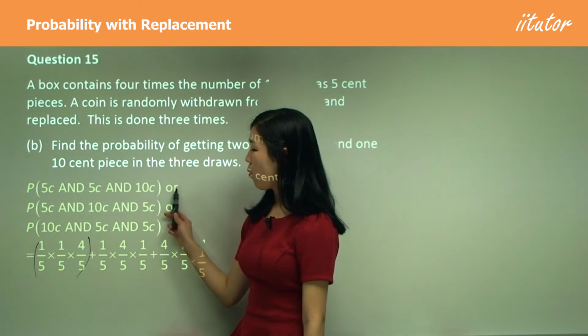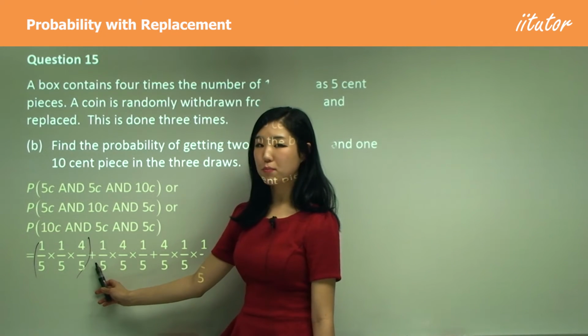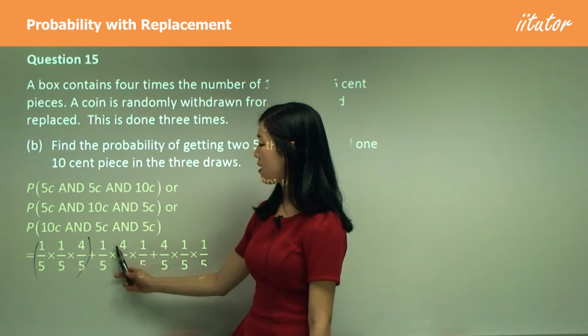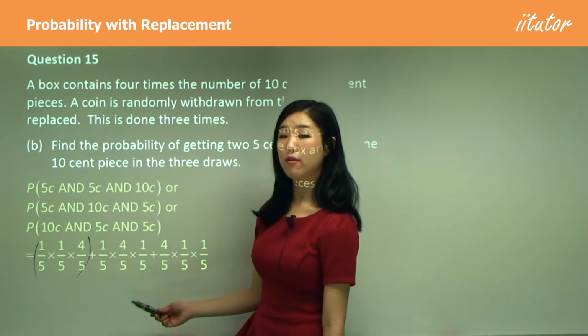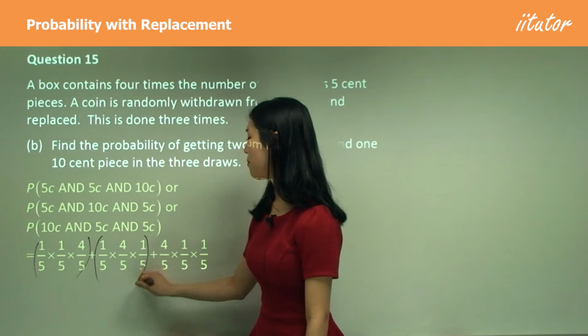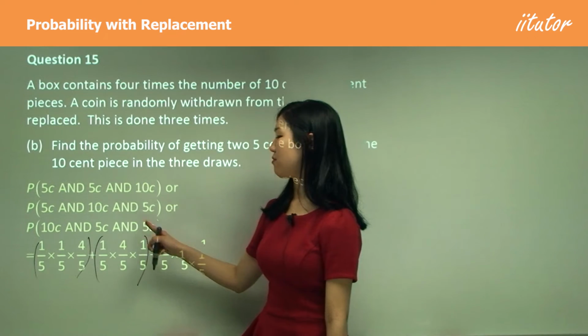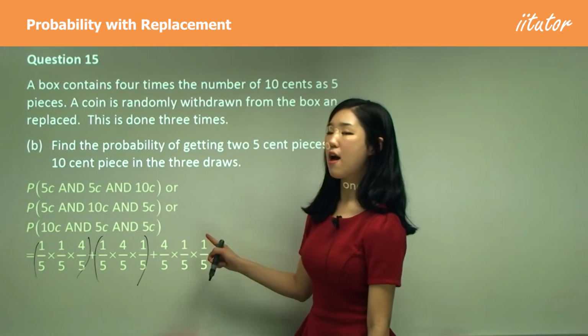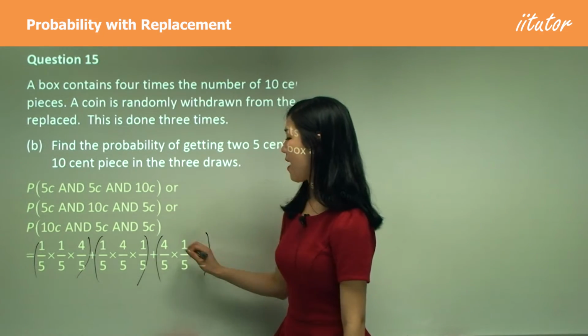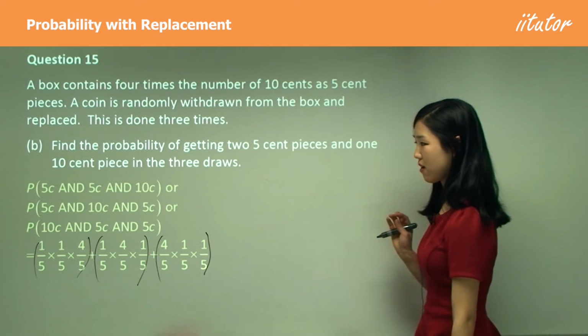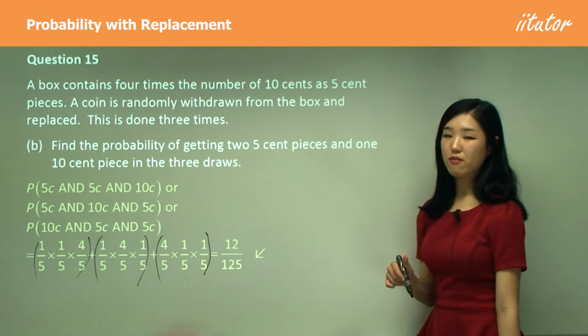And then we say OR, so we must add. Remember OR is plus, so we add 5 cent, 1 over 5, 10 cent, 4 over 5, and 5 cent, 1 over 5. So that's the second outcome. Or, so we plus, and then we have 10 cent, 5 cent, 5 cent. So 4 on 5, 1 on 5, 1 on 5. And then we add all of these together. Do a bit of calculation, just be very, very careful, and you should get 12 on 125.